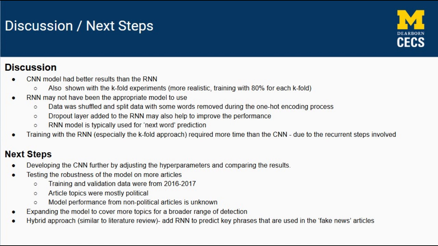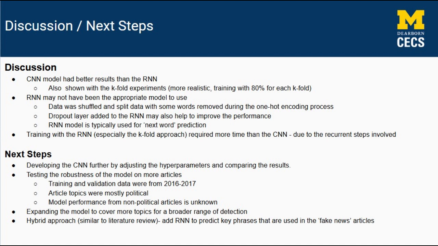So we have a few next steps proposed. The first is developing the CNN further by adjusting the hyperparameters and comparing the results. Then we could test on more articles to check the robustness of the model. The training and validation data used were from 2016 to 2017 and were mostly political, but the model performance on non-political articles is unknown. We could also expand the model to cover more topics for a broader range of detection.